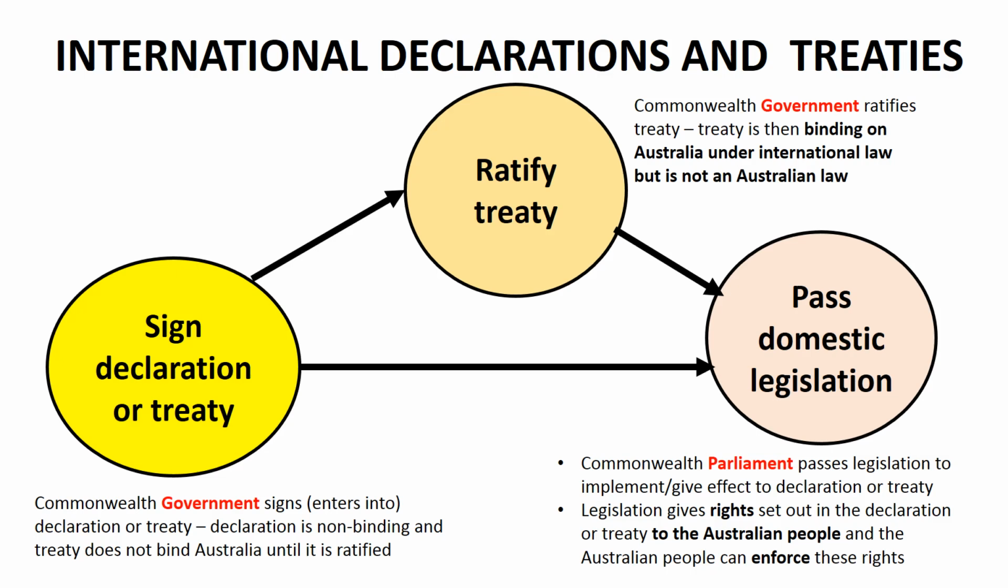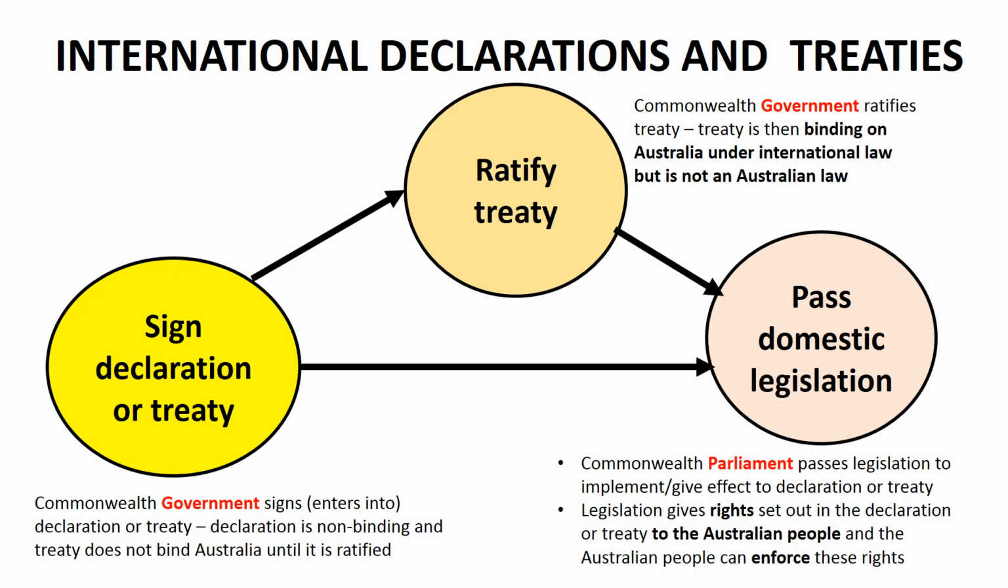Once a treaty has been ratified, then the Commonwealth Government is bound to implement the provisions of that treaty. And so what the Commonwealth Government will do is that it will introduce legislation into the Commonwealth Parliament that implements or gives effect to the treaty. Assuming that legislation is passed by the Commonwealth Parliament, only then will the rights created by that international treaty become rights under Australian law that can be enforced by the Australian people.